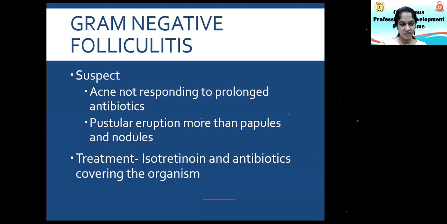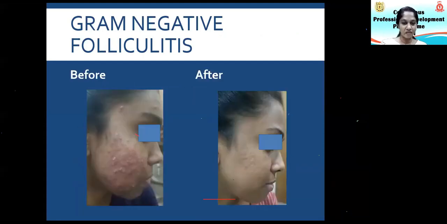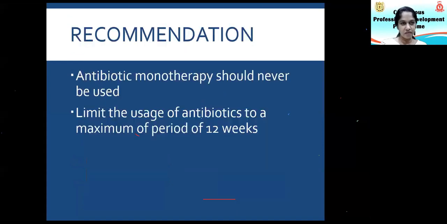The treatment for this is oral isotretinoin together with antibiotics covering the gram-negative bacteria. And you can see very good improvement with the usage of oral isotretinoin.